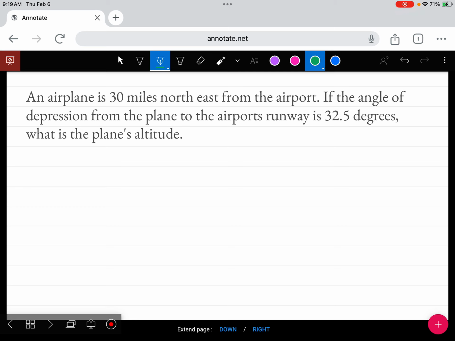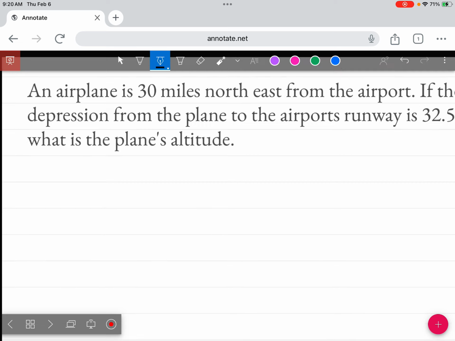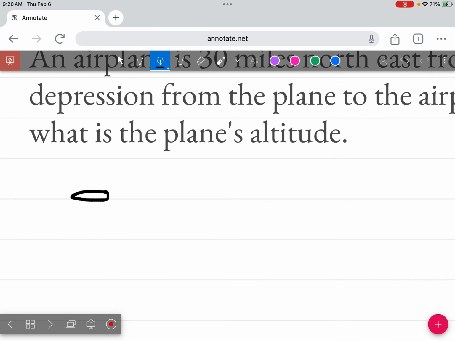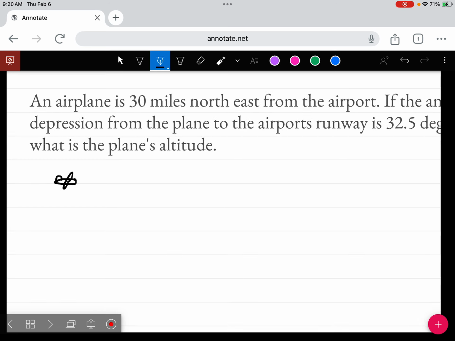So we've got an airplane that's 30 miles northeast of the airport. The angle of depression from the plane to the airport's runway is 32.5 degrees. We're asked to find the altitude. This one is in fact not a bearing. This one's just an airplane story. So what we have is an airplane. You get to see my beautiful art again. Airplane, boop. I'm so good at art. It's a beautiful airplane. It's 30 miles away from the airport.